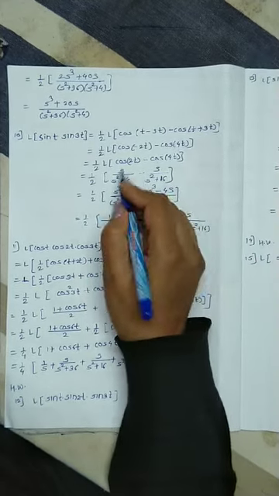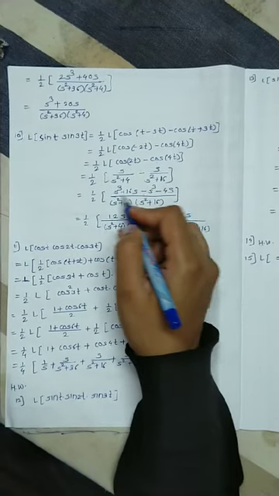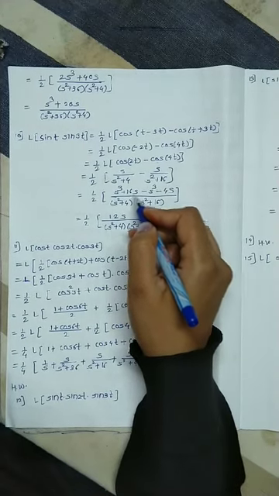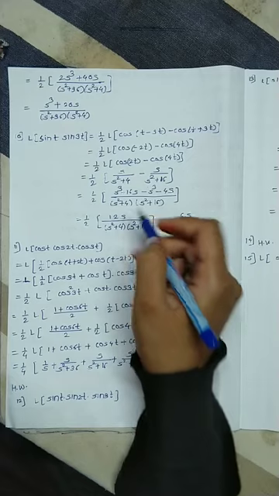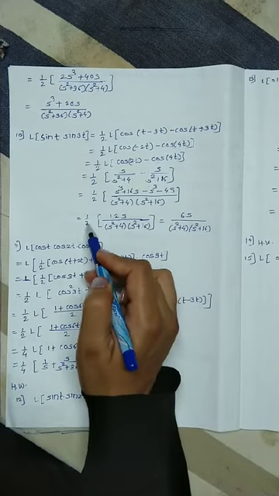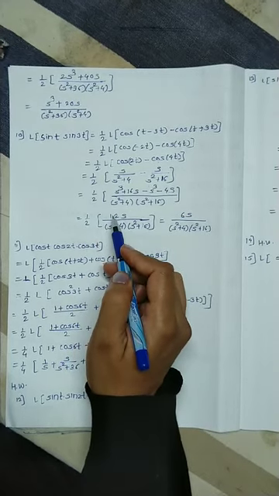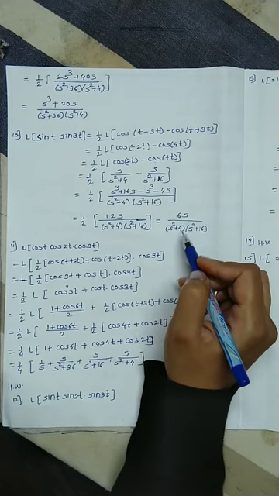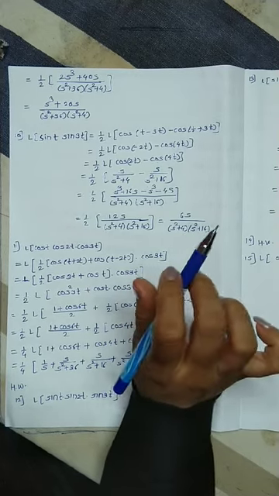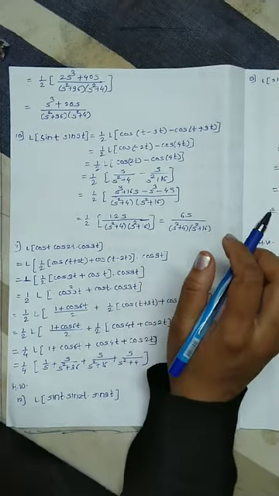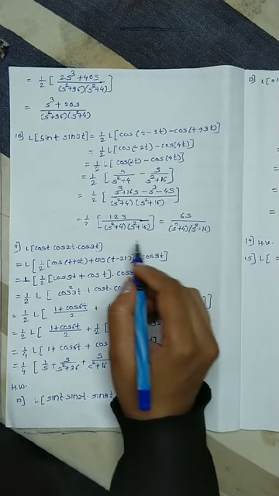Now simplify, just cross multiply, and s cube gets cancelled. 16s minus 4s is 12s. Then just cancel this 2 with this, we get 6s upon the denominator as it is. These are some formulas and examples.